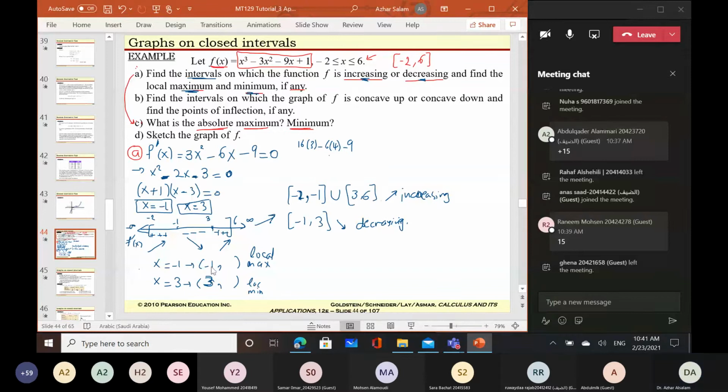Okay. Someone find here the y coordinate from the function f. أعوض هنا في الدالة f بالسالب 1 وبال3 عشان أوجد الإحداثيات الصادية للنقاط العظمى.